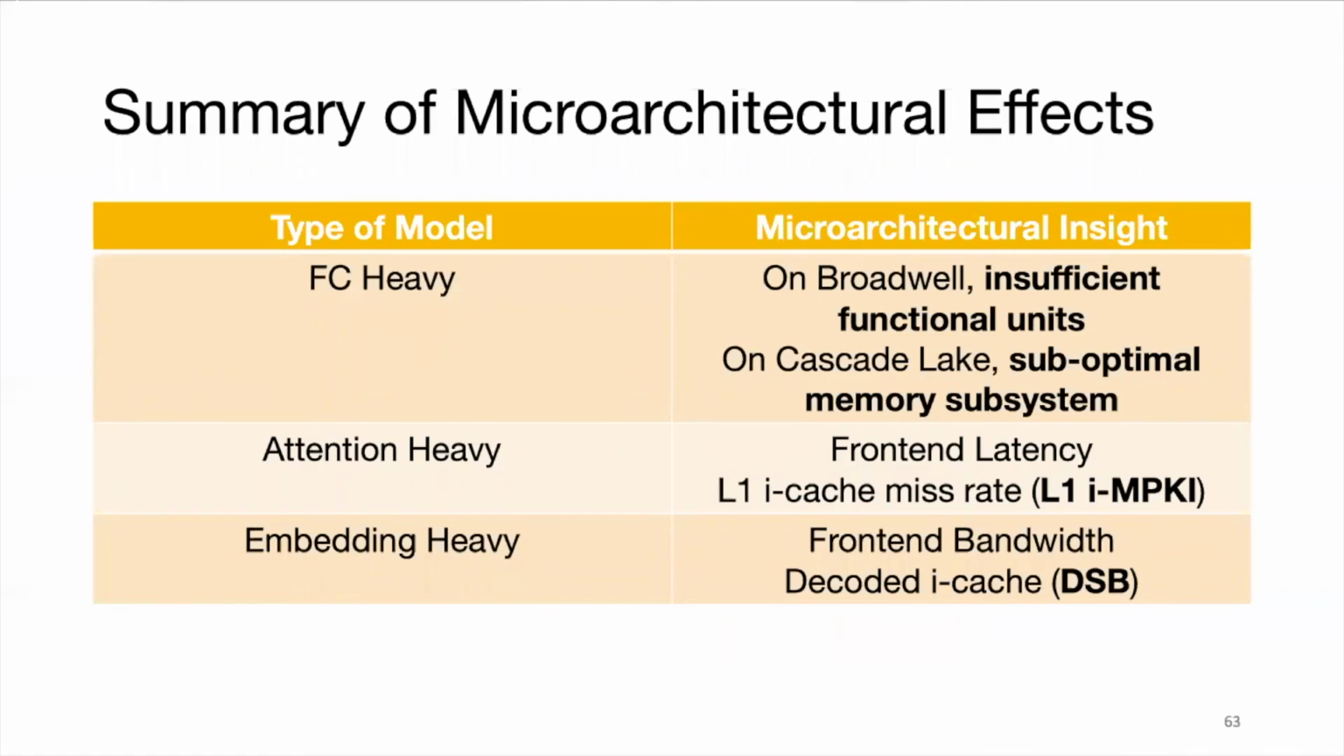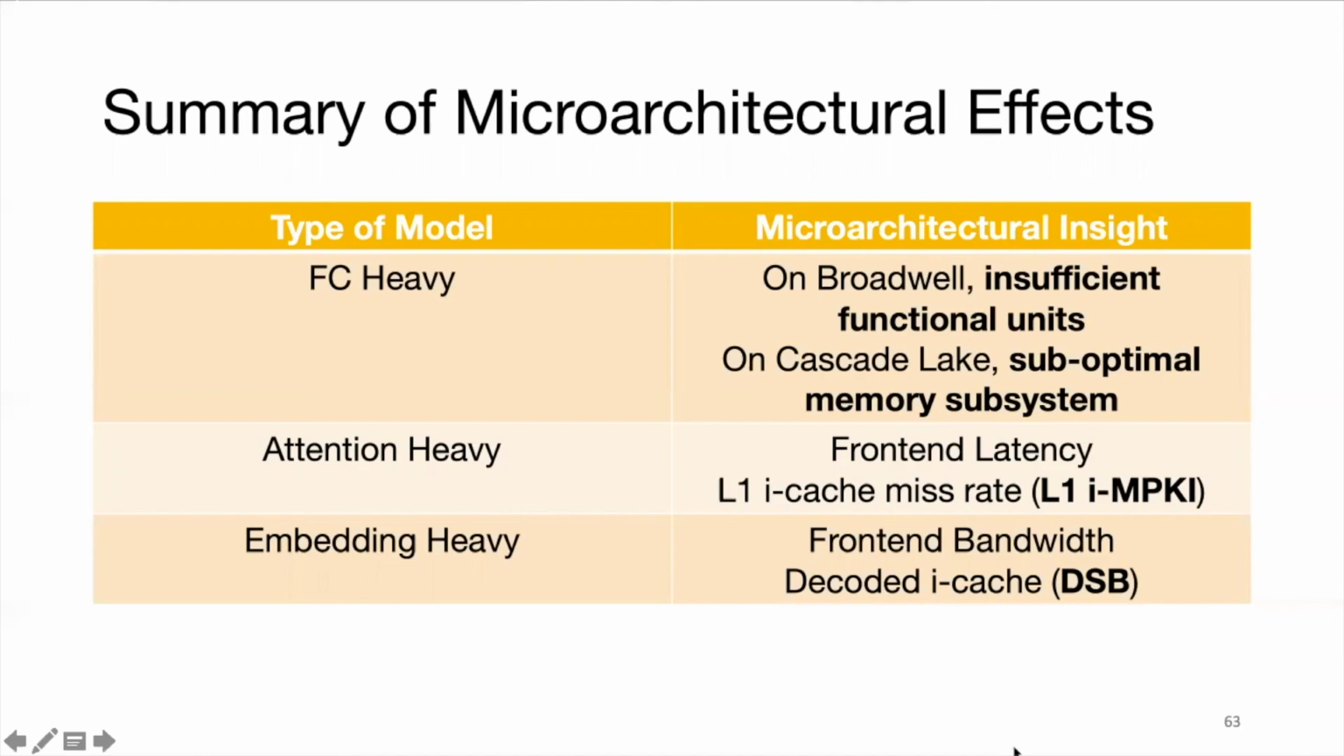In summary, different types of model architectures lead to different microarchitectural insights that have performance implications. For fully connected heavy models, when we look at their execution on Broadwell machines, we realize that they're bottlenecked by insufficient functional units. When we deploy the same models on Cascade Lake, we realize that the bottleneck has already shifted to the memory subsystem. What's interesting is that we actually see a similar trend when we deploy these models from CPUs to GPUs, as GPUs offer better functional units in the form of their high streaming multiprocessor counts. Our bottlenecks are shifted to the memory subsystem for the GPU as well.